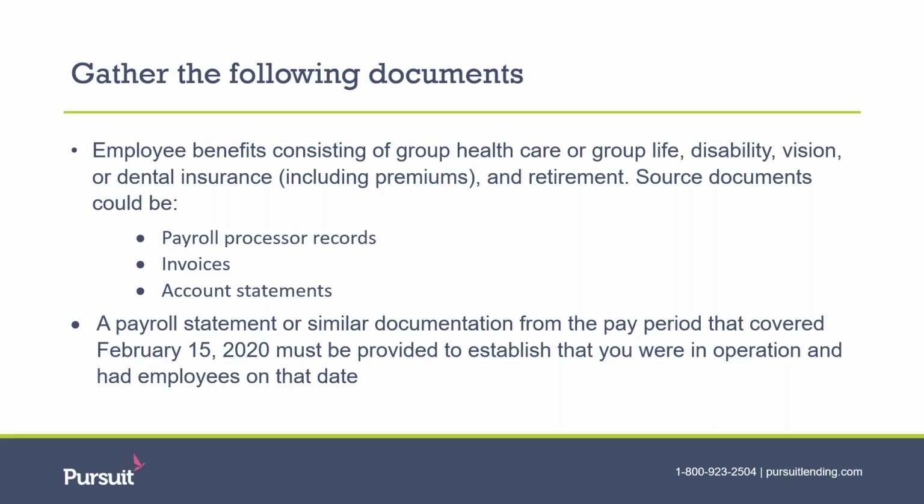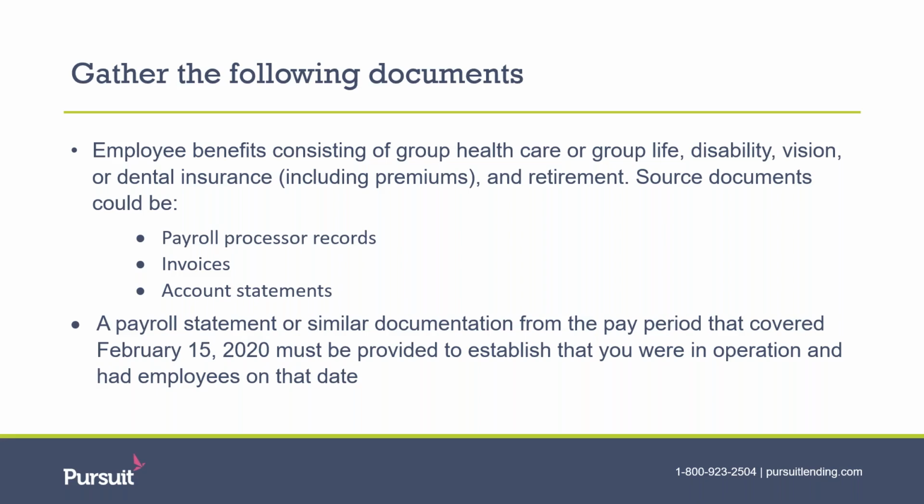In addition to salaries paid to employees, which is the gross salary that we're utilizing for this part of the calculation, employee benefits can also be included to calculate your maximum loan amount. This could include group health care, life insurance, disability, dental insurance, and retirement benefits. In order to calculate this, you need to provide statements that back these numbers up. That could be from your payroll processing records. It could be invoices from your provider or account statements from your provider. These again should be annualized statements for the entire year of 2019 or 2020, depending on which year you choose to utilize.